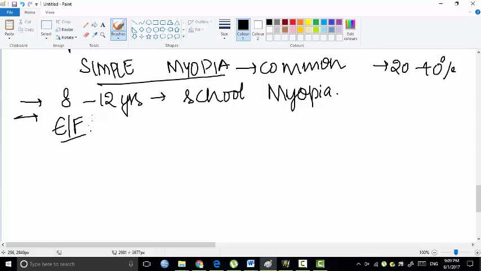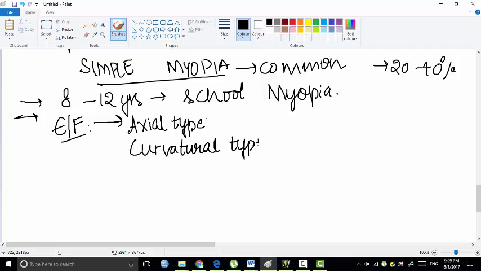Etiological factors. The major etiological factors are the same as normal myopia with a few more additional factors. One is the axial type, which we have already discussed, in which there is increased anteroposterior diameter of the eyeball. Next, the curvatural type. Here there is increased curvature of the lens and the cornea.